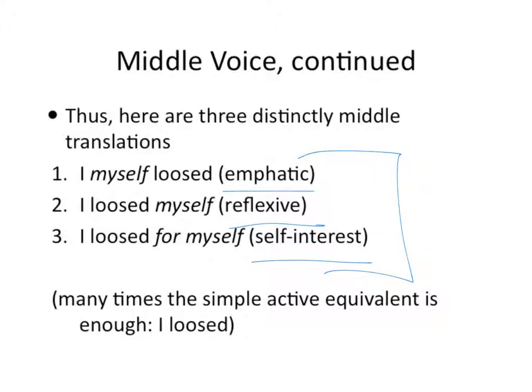Many times the simple active equivalent, however, is enough, so you don't really need to think about it too much. But sometimes you do want to wonder, why is that middle there, right? So sometimes if there is a middle there, you want to know, why did the author choose middle when they could have chosen an active voice? Or a passive voice, I guess. But when they could have just selected an active voice, why did they choose the middle?